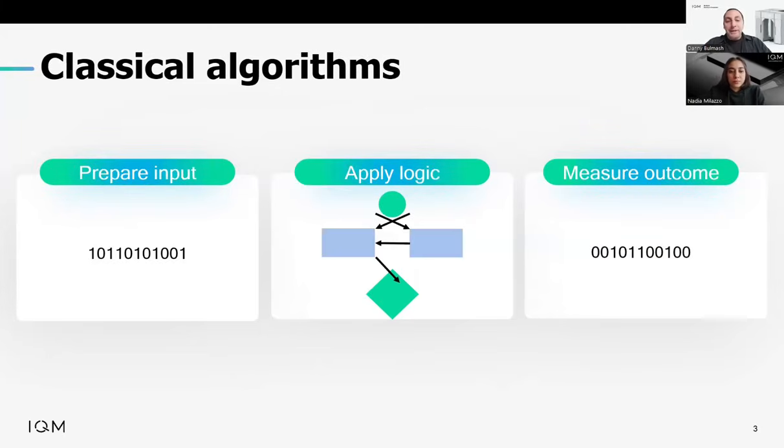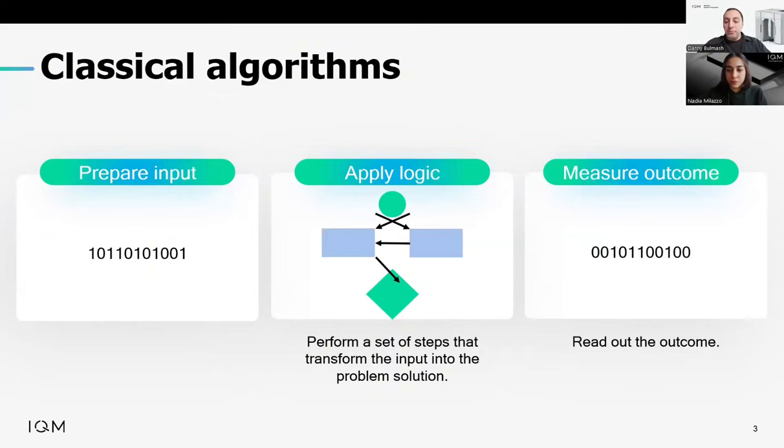So what happens in an algorithm in general? Generally speaking, in classical computing, there are 3 steps. The first step is to prepare an input. You put in some set of ones and zeros, and then you do something. This is some set of logic where you do some sequence of steps that turns the input into the problem solution, whatever that might be. So maybe the input is your list of numbers, the logic sorts them, and then you measure some output where you just get a different list of ones and zeros that tells you about the output.